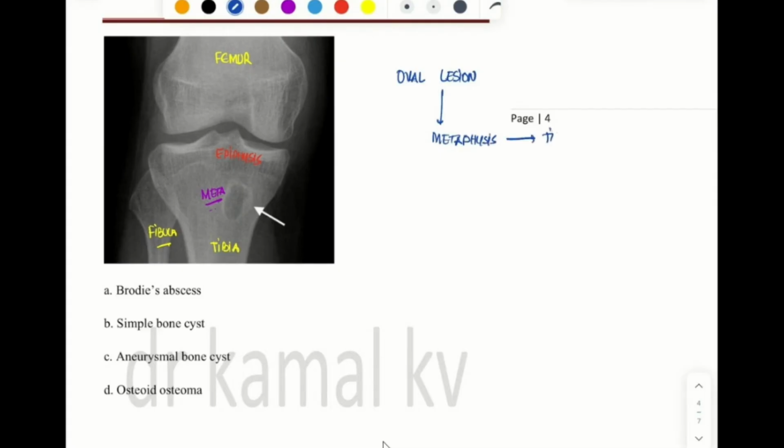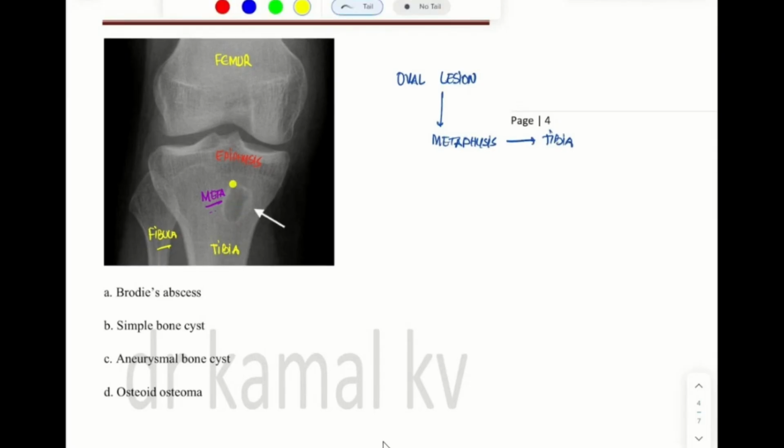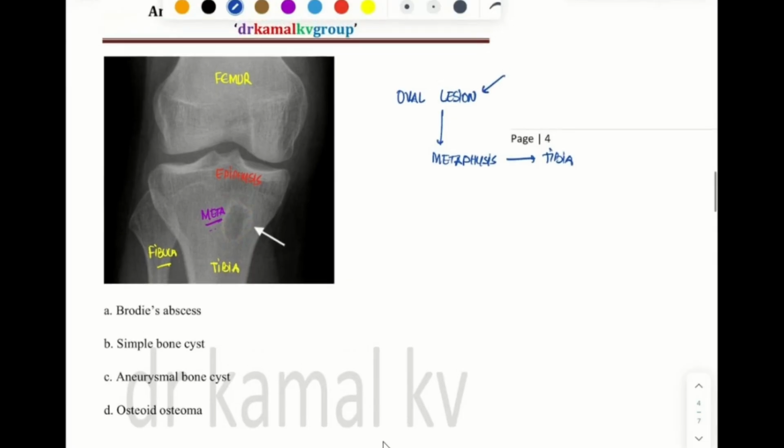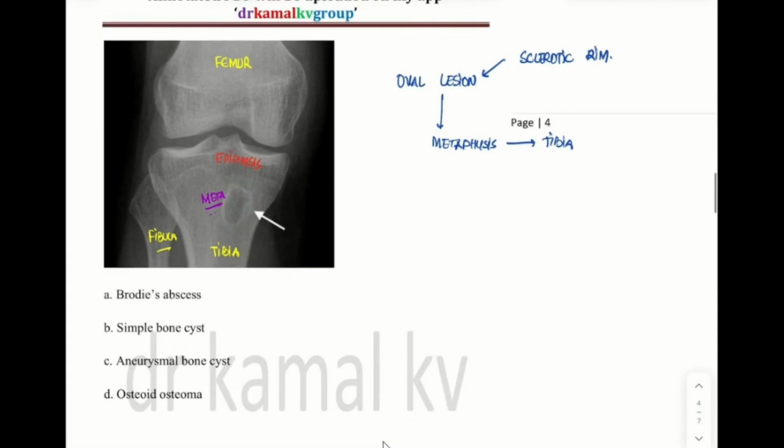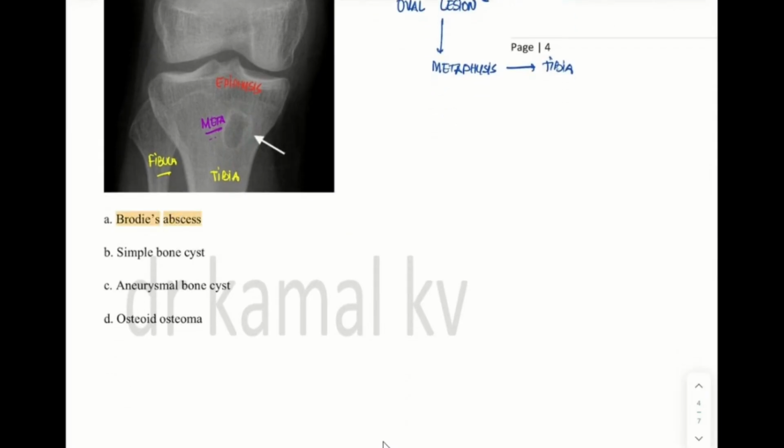of the tibia, right? And this is a lytic lesion, and we can see a white rim surrounding the lesion. So there is a sclerotic rim. So it means the lesion is localized by these white sclerotic margins. The moment you have a presentation of this kind, where there is a lytic lesion in the metaphysis of a bone which is well limited by a sclerotic ring, this is nothing except Brodie's abscess, right? So this is Brodie's abscess.